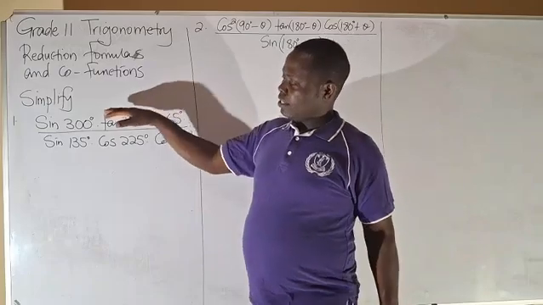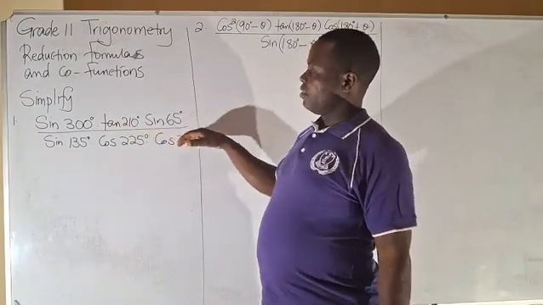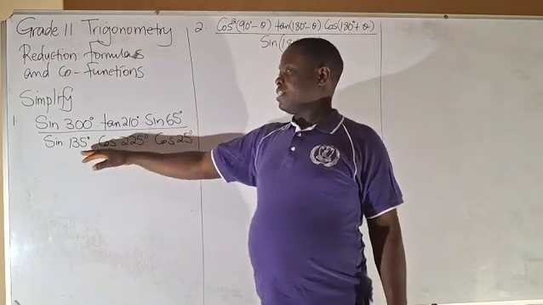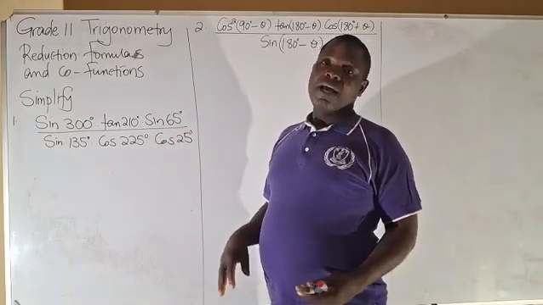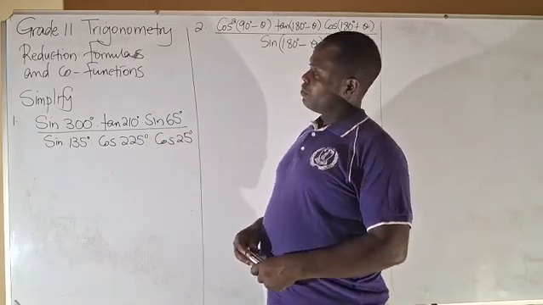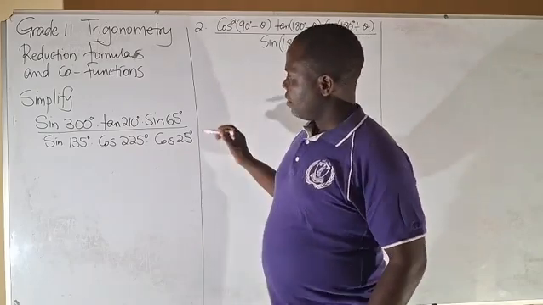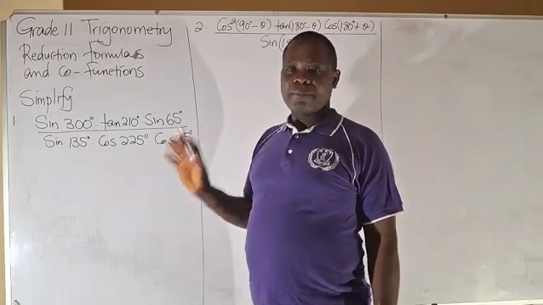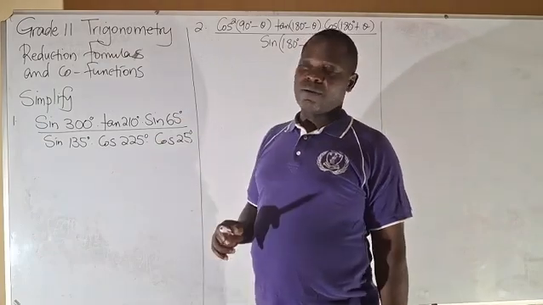I have a question here. Simplify the following expression: sine 300 degrees, tan 210 times tan 65 over sine 135, cos 225 and cos 25. I want to simplify this expression without using a calculator. Now, this is a straightforward calculation where you can make sure you get full marks. There should be no reason for getting it wrong.